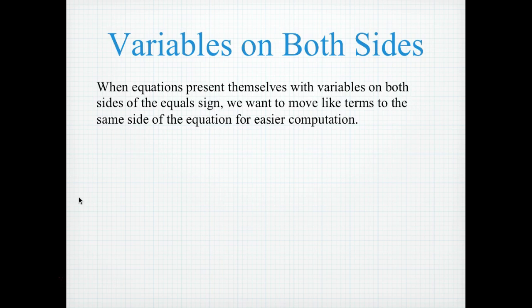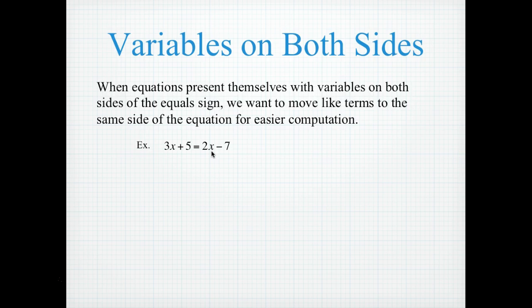When equations present themselves with variables on both sides of the equal sign, we want to move like terms to the same side of the equation for easier computation. So 3x plus 5 equals 2x minus 7. Notice we have a variable on the left and a variable on the right. So 3x on the left and 2x on the right. Now it doesn't matter which side of the equation you move them to, as long as you start collecting the variables on the same side.